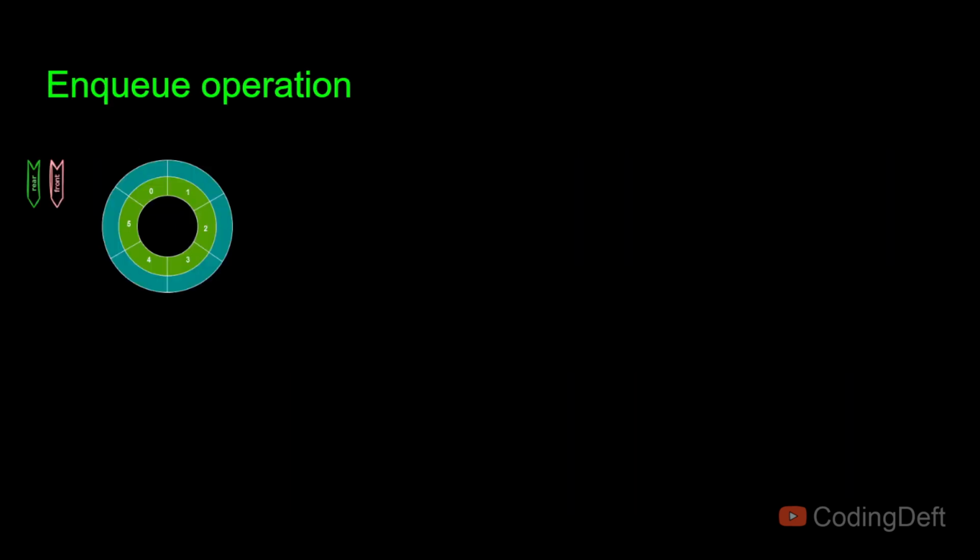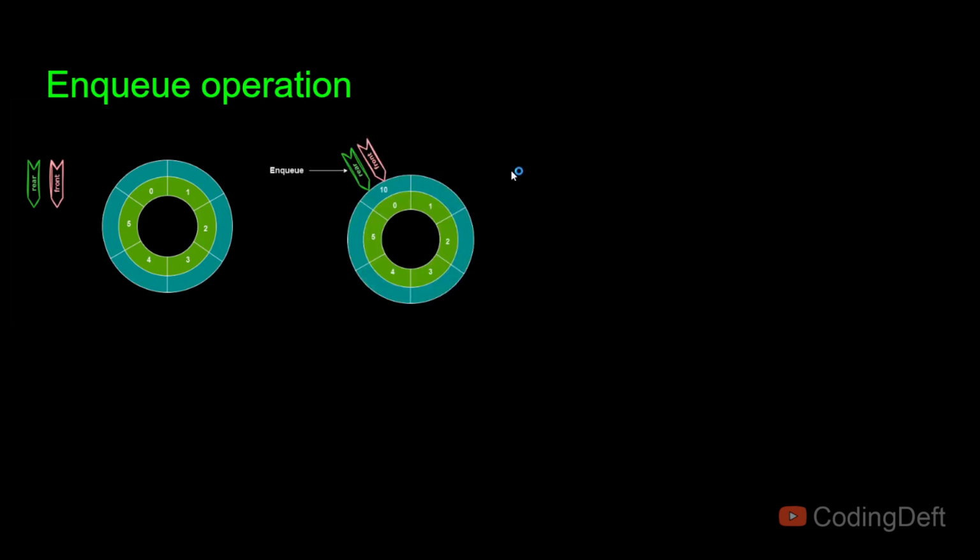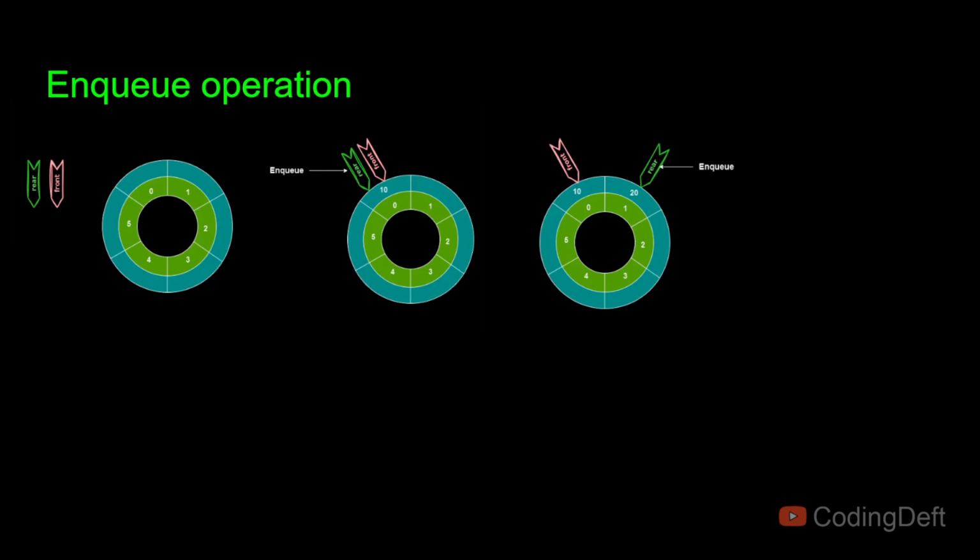We have a circular queue of size 6, and the rear and front pointers do not point anywhere. In the enqueue operation, we will enqueue 10 at the 0th index, and the rear and the front pointer will both point to the first element that is being enqueued. And if you want to enqueue one more element, we will increment the rear and enqueue it. Similar to the linear queue, we will enqueue at the rear and dequeue at the front.